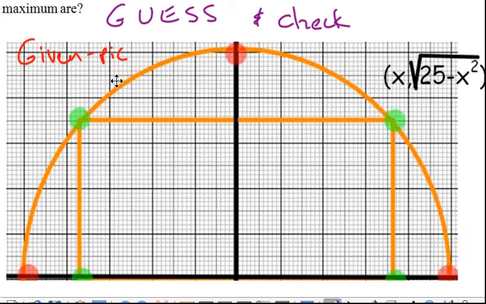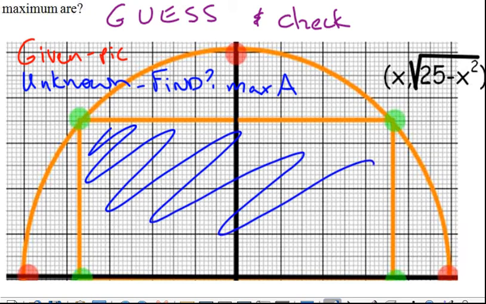What is it that you are trying to find? The U would be the unknown. So what do we want to find? For optimization questions, you want to maximize or minimize something. What is it that you want to maximize or minimize? In this case, we want to maximize the area, and that would be this area right in here.